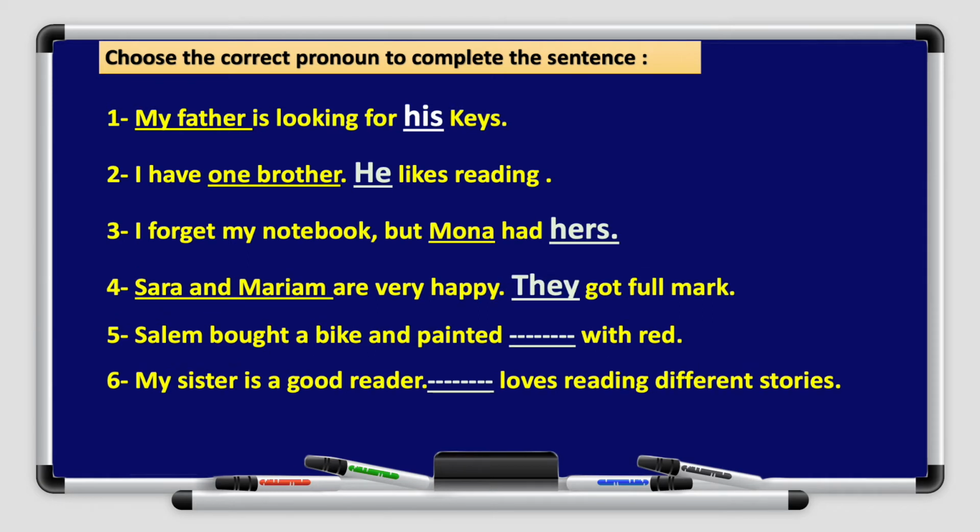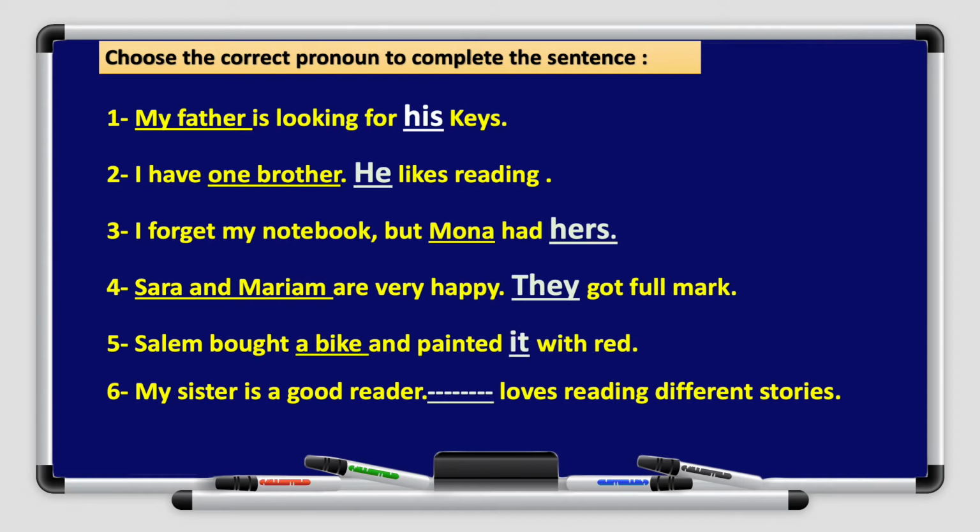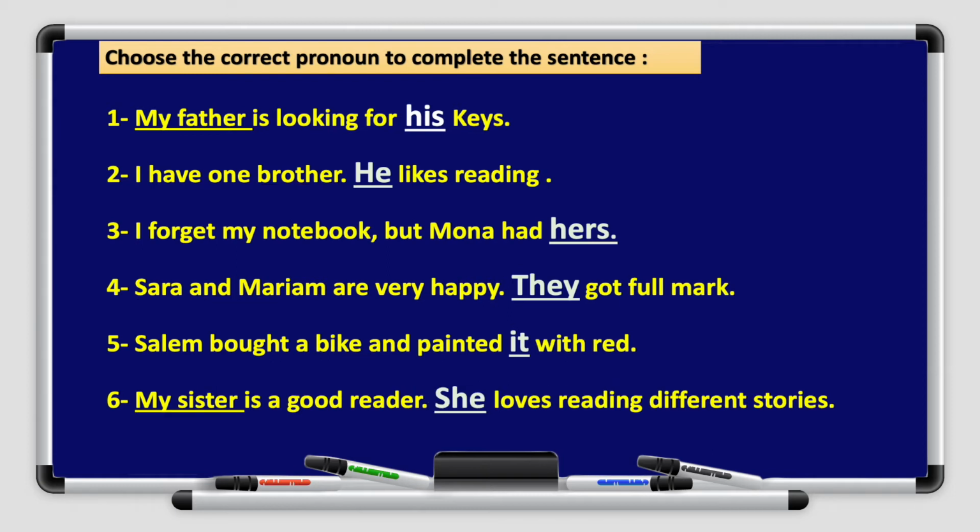4. Sarah and Maryam are very happy. They got full mark. Here we use they to avoid repeating Sarah and Maryam. What about number 5? Salim bought a bike and painted it with red. Good job. Here you use it to avoid repeating the bike. And the last one. My sister is a good reader. She loves reading different stories. Here we use she to avoid repeating my sister.